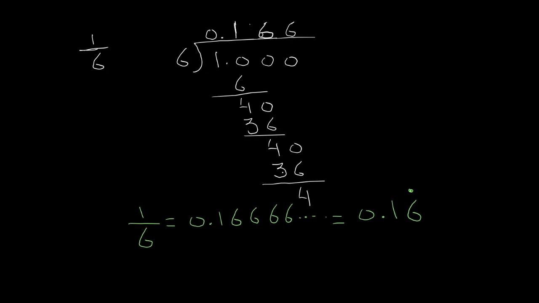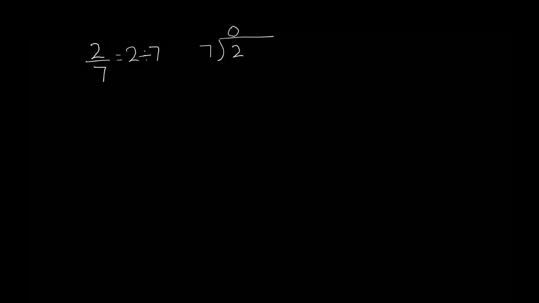So let's try another one and look at 2 over 7. If you look at 2 over 7, again, there's no way to write it as a power of 10 denominator. So let me just divide 2 by 7 and see what I get. So let's start. Sorry, not 3, but 2 7s are 14. 6, this is going to be long.